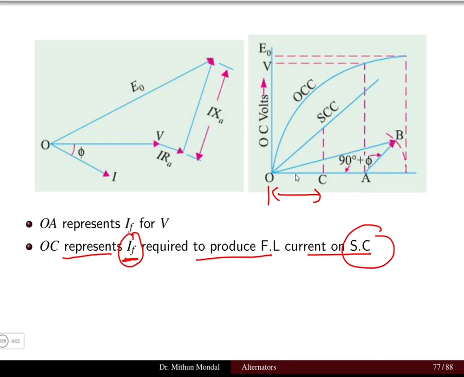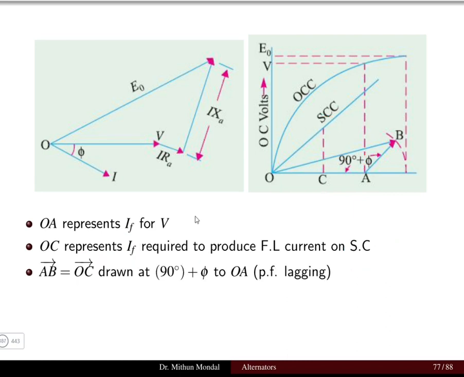So that is the reason we have taken OC and intersected it with the short circuit characteristic of the machine. So that represents the full load current of the machine. Now the AB vector is equal to the OC vector. So here we have to draw a vector AB which is equal to the OC vector.